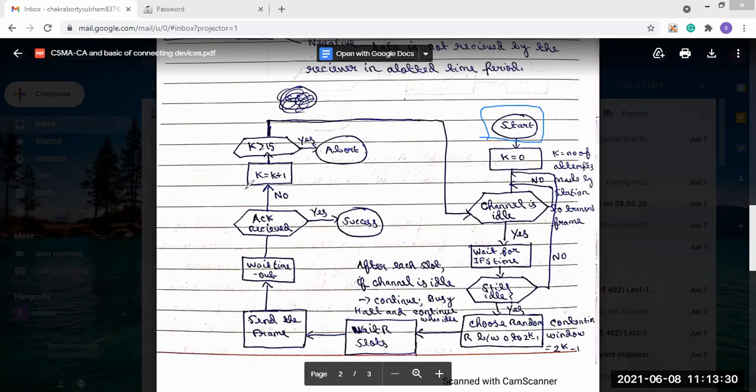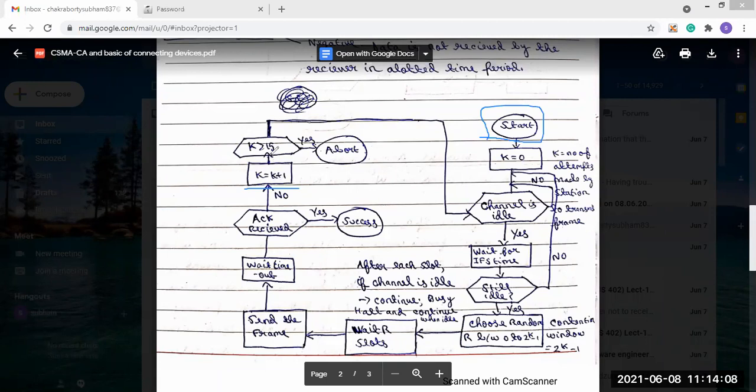We will use k equal to k plus 1. This means we are making a second attempt. That's why it is k equal to k plus 1. At first it is 0, so 0 plus 1, and now k becomes 1. So it is the second-time attempt, and this process will continue. Before that, after k equal to k plus 1, k now becomes 1.